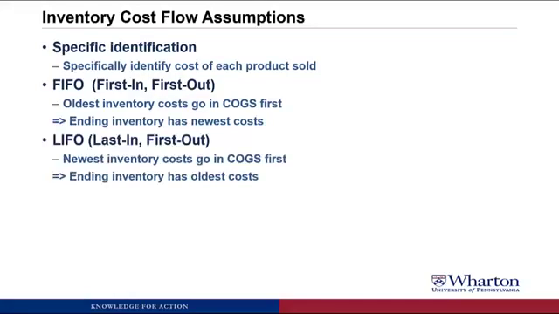The opposite way to do this would be LIFO, or last in, first out. Here, the newest inventory costs go into cost of goods sold first. So the cost of the most recent purchases are the first costs that go out into cost of goods sold, and what's left in ending inventory are the oldest costs, and these could be costs that were incurred a long time ago, because what we're doing every period is we're taking out the newest costs, leaving all the oldest costs behind.